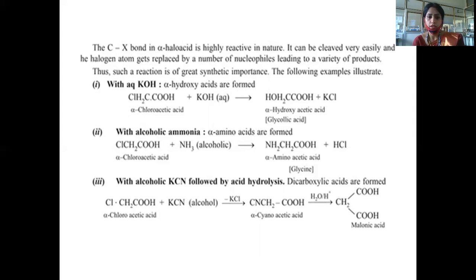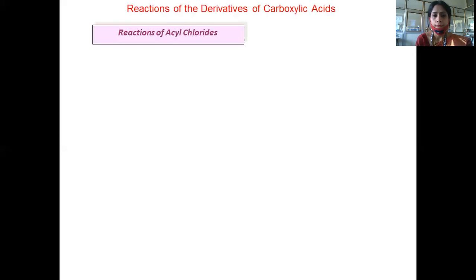With aqueous NaOH, it reacts to form the respective alpha hydroxy acid. With alcoholic ammonia, it gives alpha amino acid. With alcoholic KCN, it gives cyanoacetic acid, which on further hydrolysis gives malonic acid.